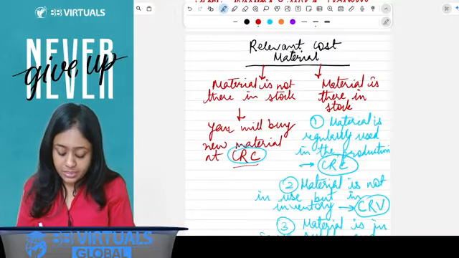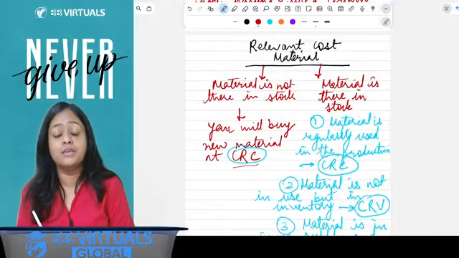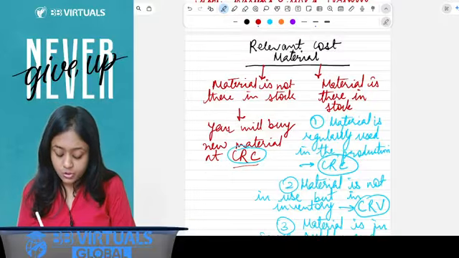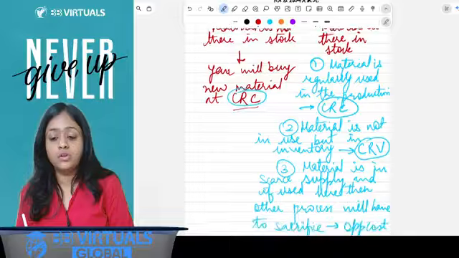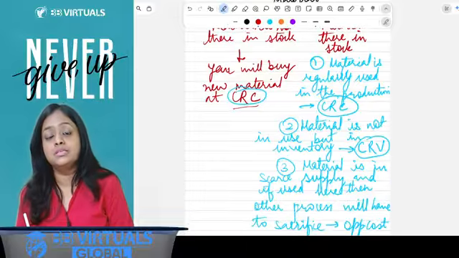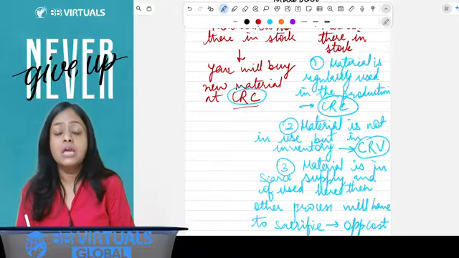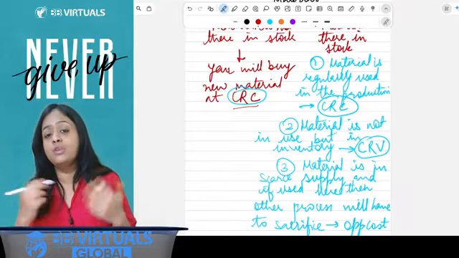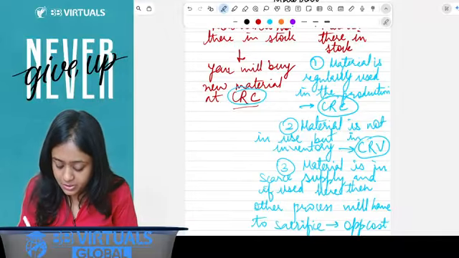So now when your material is not in stock, you have to buy it from the market, replenish it and get it to your stock. So you will buy it at current replacement cost. When your material is in stock, it depends upon whether your material is regularly used by other products of the company as well or not. If it is regularly used, then you need to replenish the stock and you would do it at the current replacement cost.